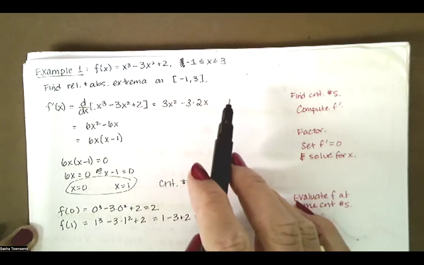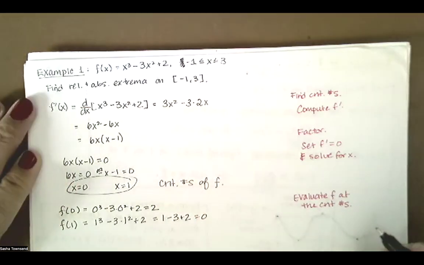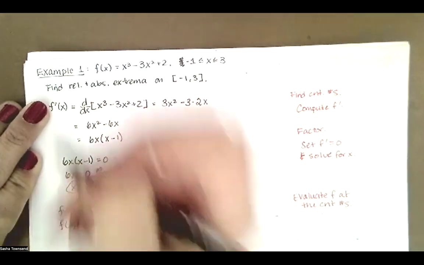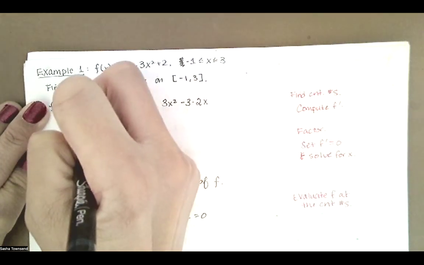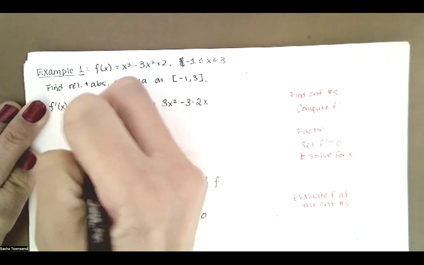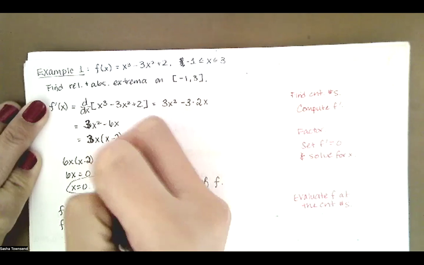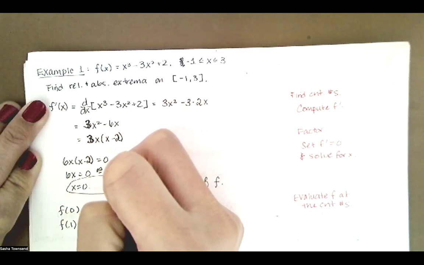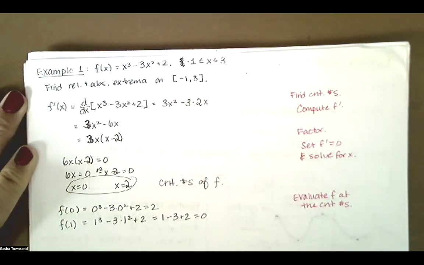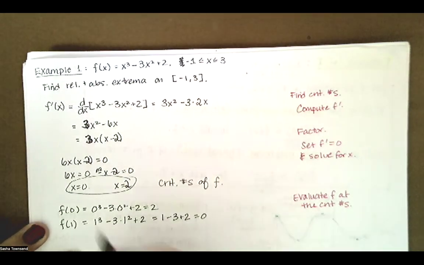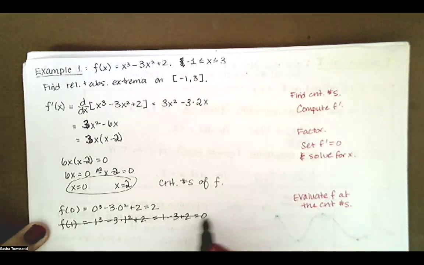Oops, I think I made a mistake. Do you guys see my mistake? This is 3x squared minus 6x. So that should be a 3, and that should be a 2. Whoops. Okay. There we go. I found my mistake. So x equals 1 is not a critical number. Sorry about that.